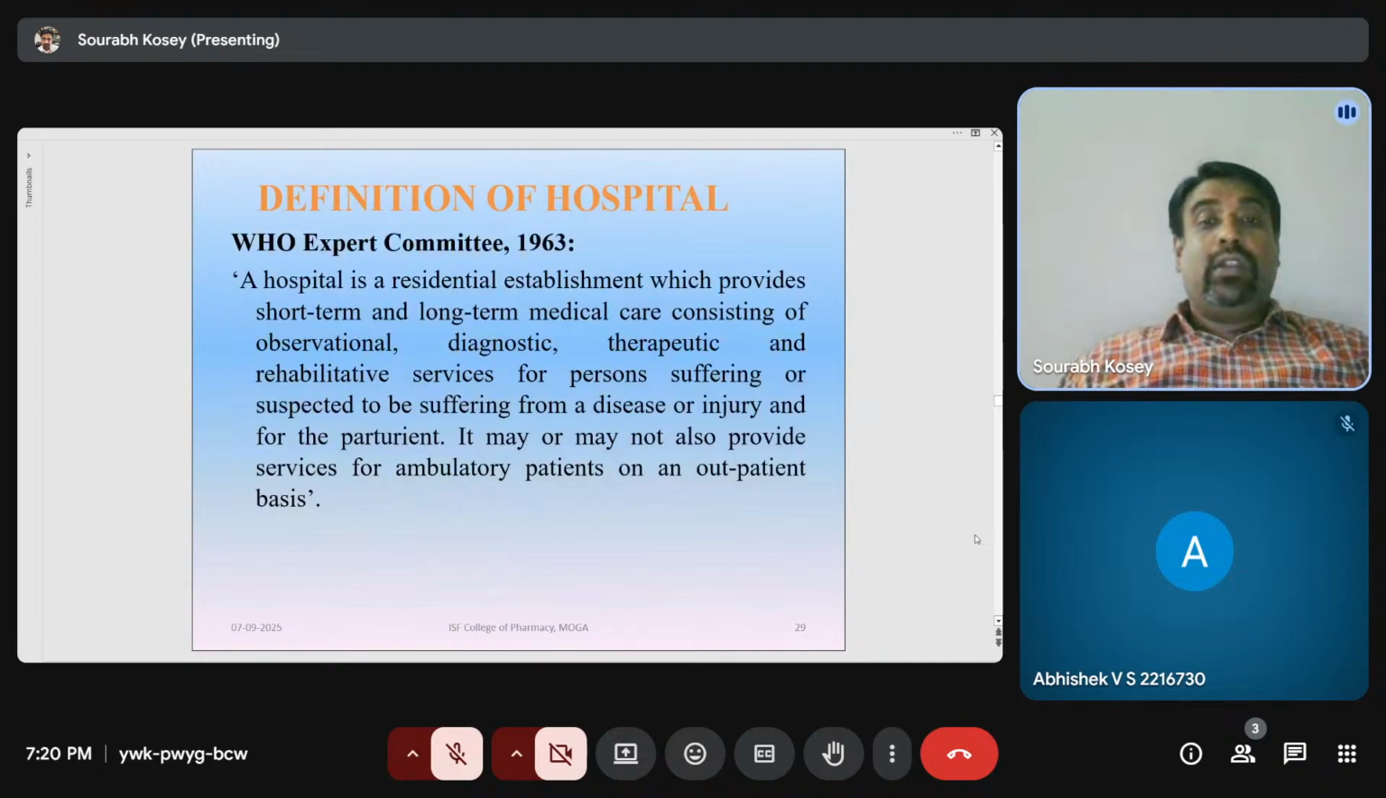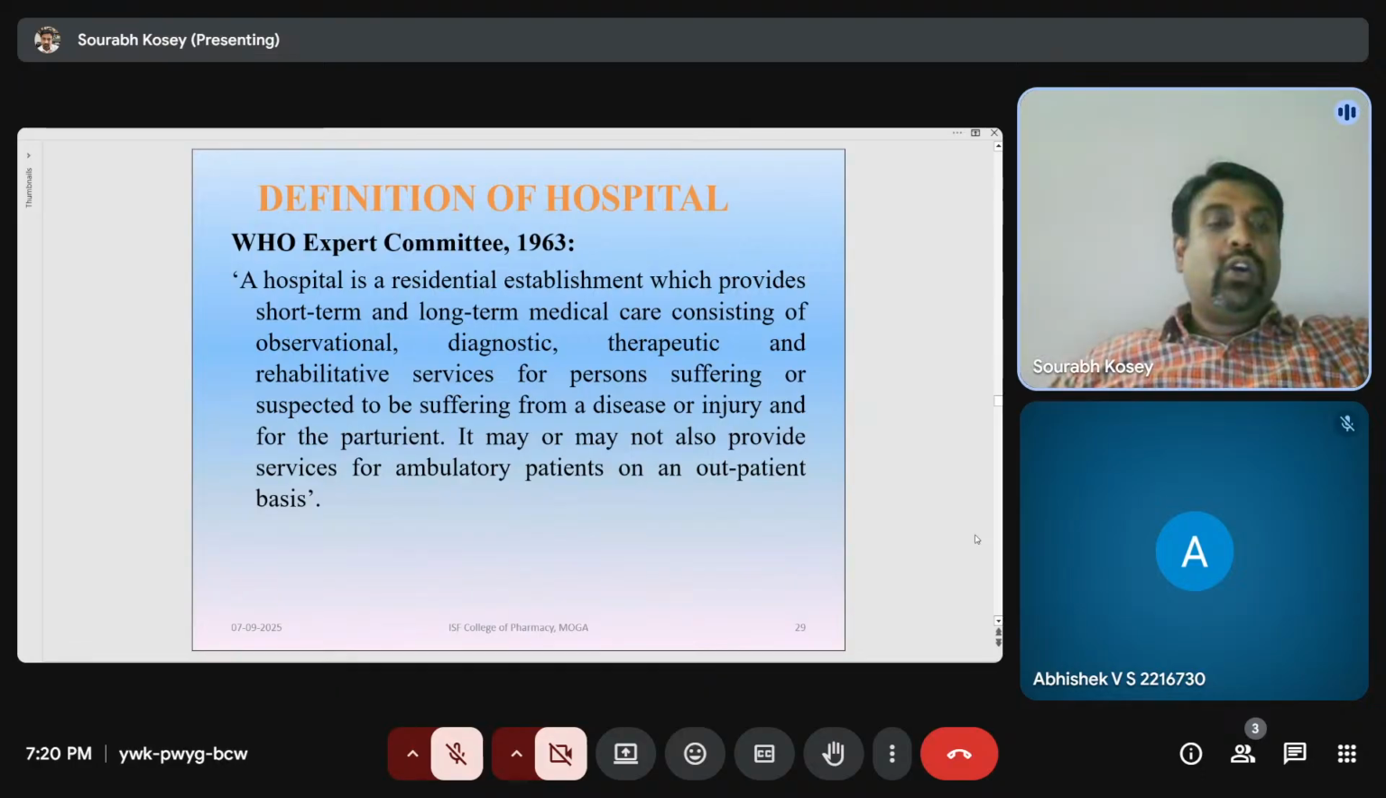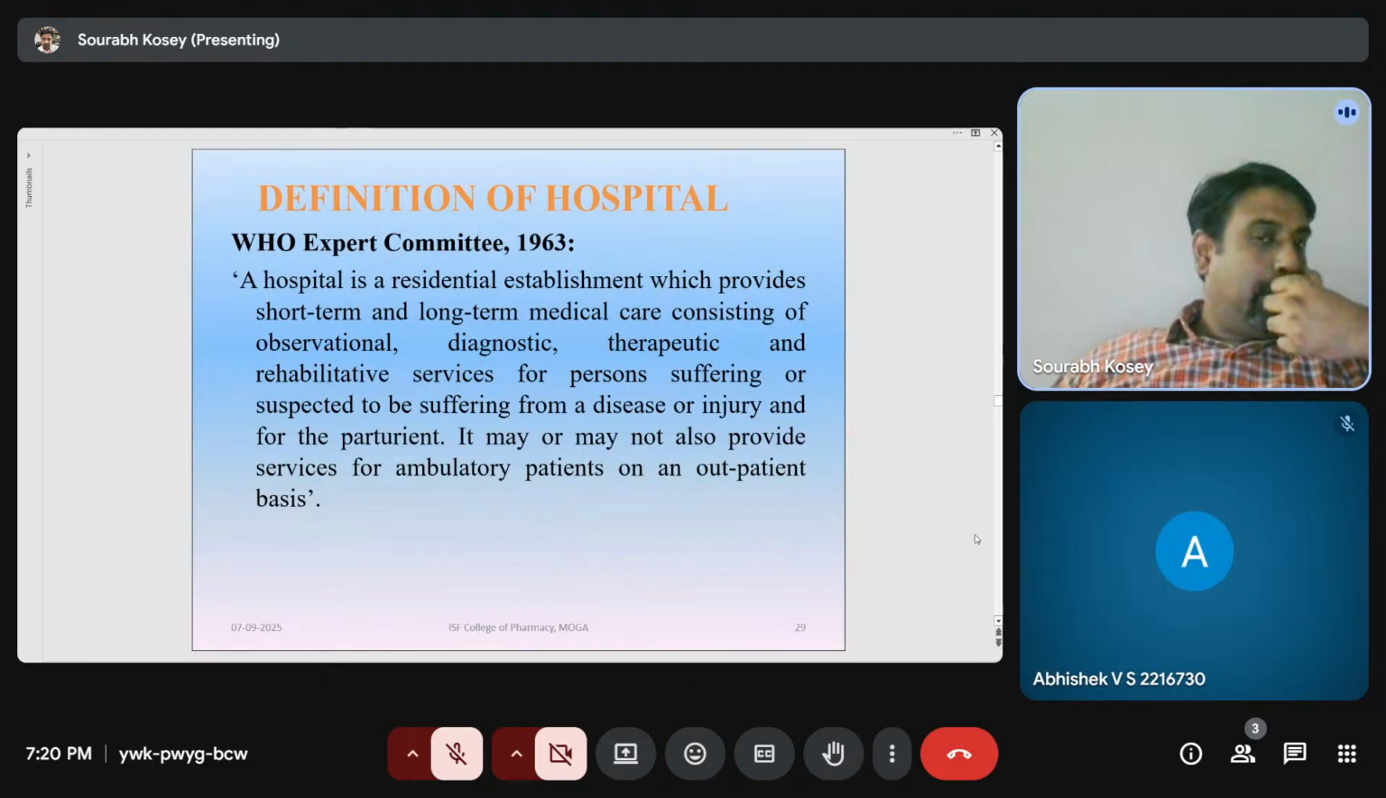So this is the definition of a hospital. The WHO expert committee has given that a hospital is a residential establishment which provides short-term and long-term medical care consisting of observational, diagnostic, therapeutic, and rehabilitative services for persons suffering or suspected to be suffering from a disease or injury. And for the purpose, it may or may not also provide services for ambulatory patients on an outpatient basis.